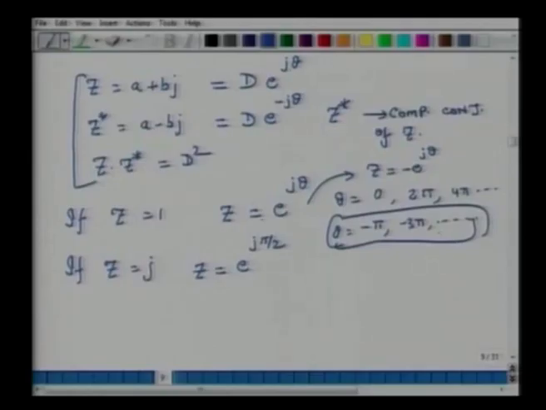One is Z equals plus e^(j theta), where theta equals 0, 2 pi, 4 pi, and so on and so forth. And the other one is Z equals minus e^(j theta), where the associated theta values are minus pi, 3 pi, and so on and so forth. Okay? So going back, if Z equals j, then Z could be e^(j pi over 2), or it could be e^(j 3 pi over 2).